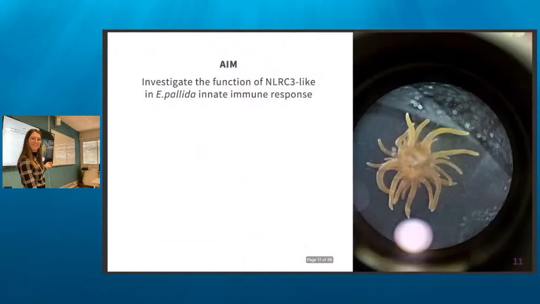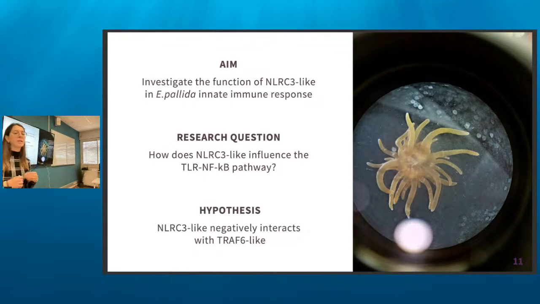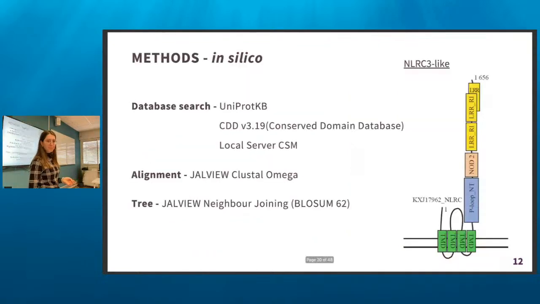The aim of this study is to investigate the function of NLRC3-like in Exaiptasia pallida innate immune response. And we would like to answer the question, how does NLRC3-like influence the TLR and NF-kB pathway? Our hypothesis is that NLRC3-like negatively interacts with TRAF6.